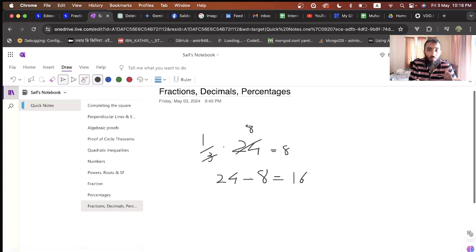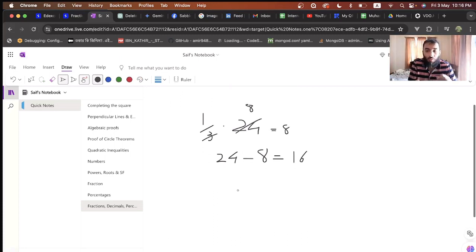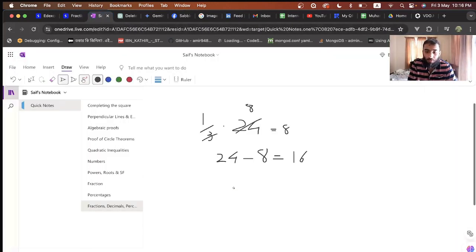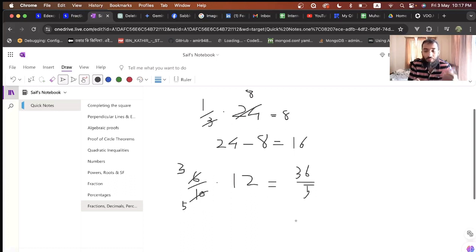And what is the cost of a child ticket before the commission? Before the commission is 12, right? So before the commission is 12 and 60% is off. So 60% can also be denoted as 60 by 100, which is 6 by 10. If we divide both numerator and denominator by 2, we get what? 2 3s are 6, 2 5s are 10, or 3 by 5. So 3 multiplied by 12 is 36 divided by 5. So 36 by 5, which is roughly around 7 pounds.